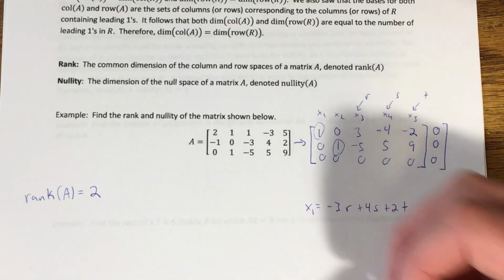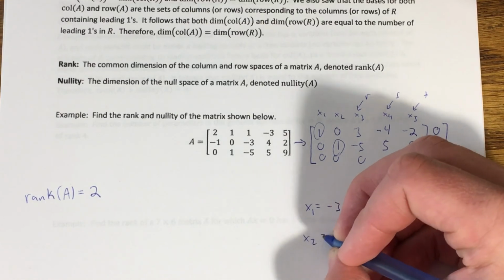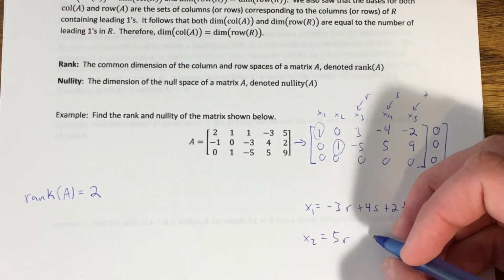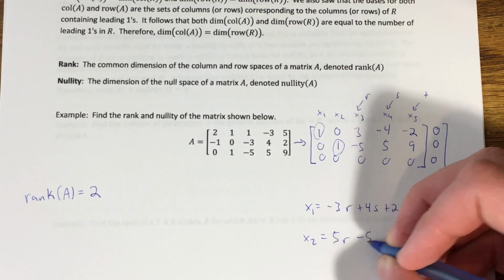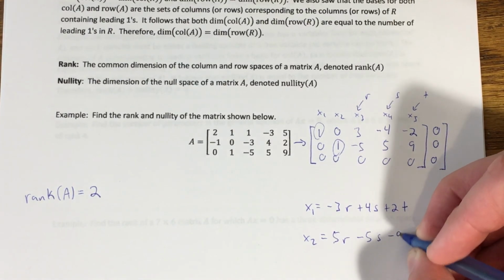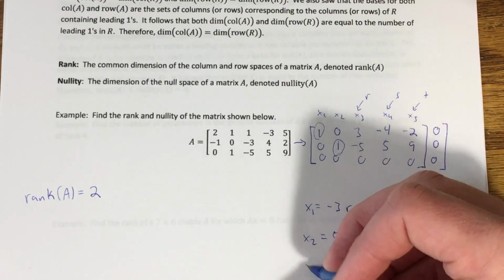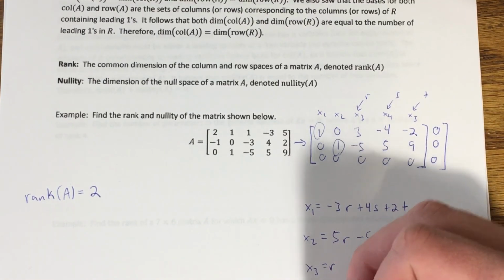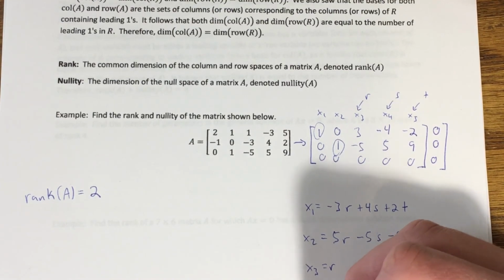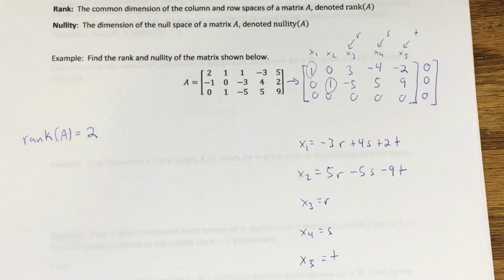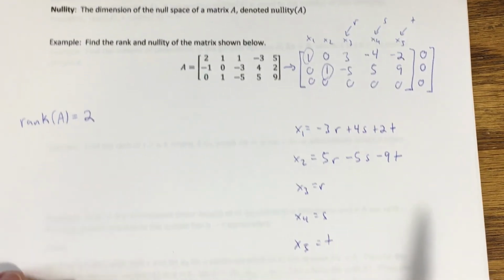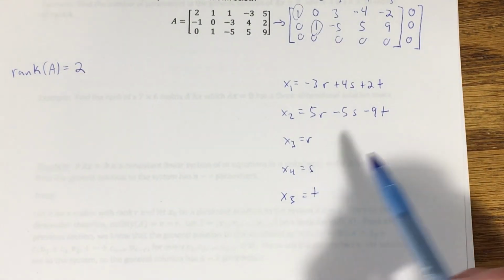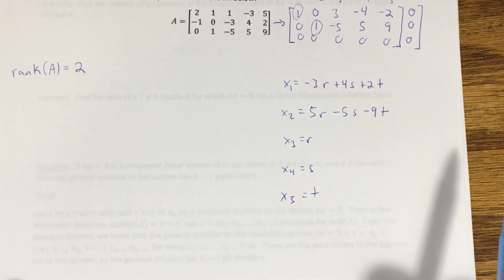That's x1 is equal to that. x2 would be equal to 5r minus 5s minus 9t. And then I have x3 equals r, x4 equals s, x5 equals t. So I'm going to move that up so you can see that. Okay. And notice this gives me a way of writing my solution set parametrically.